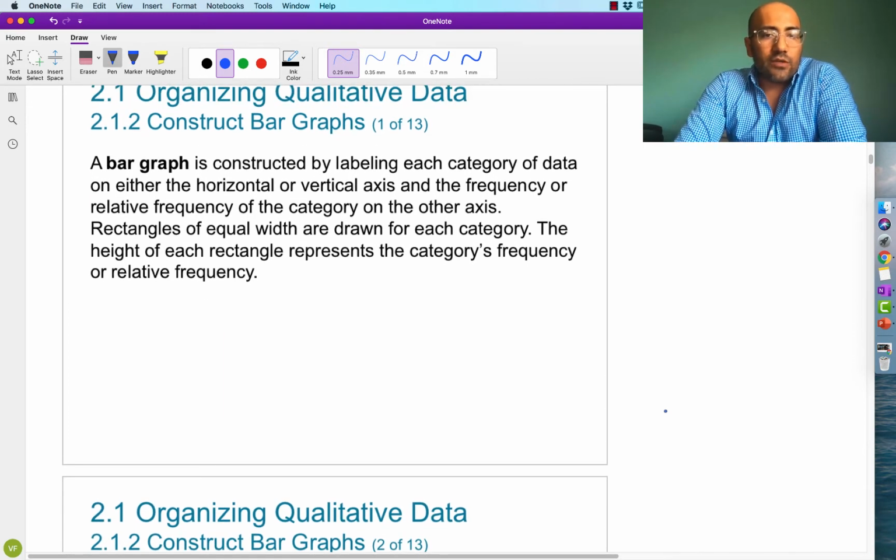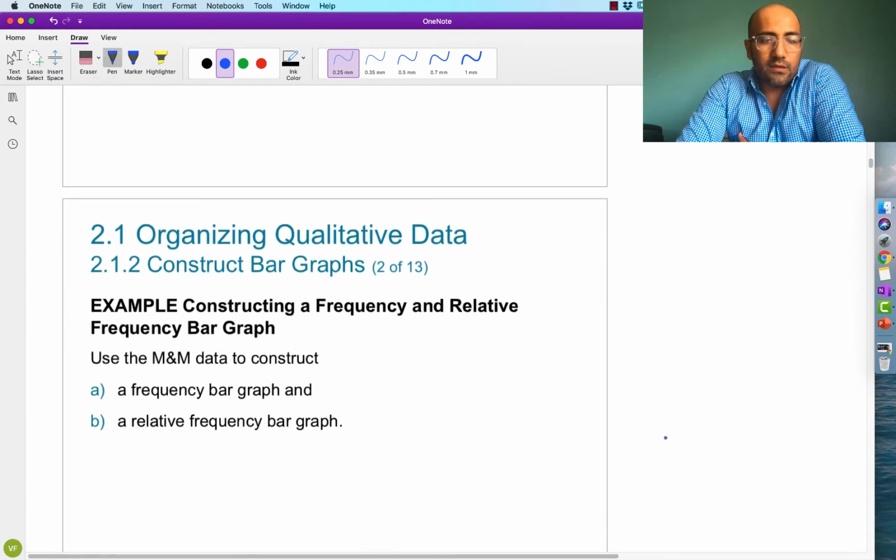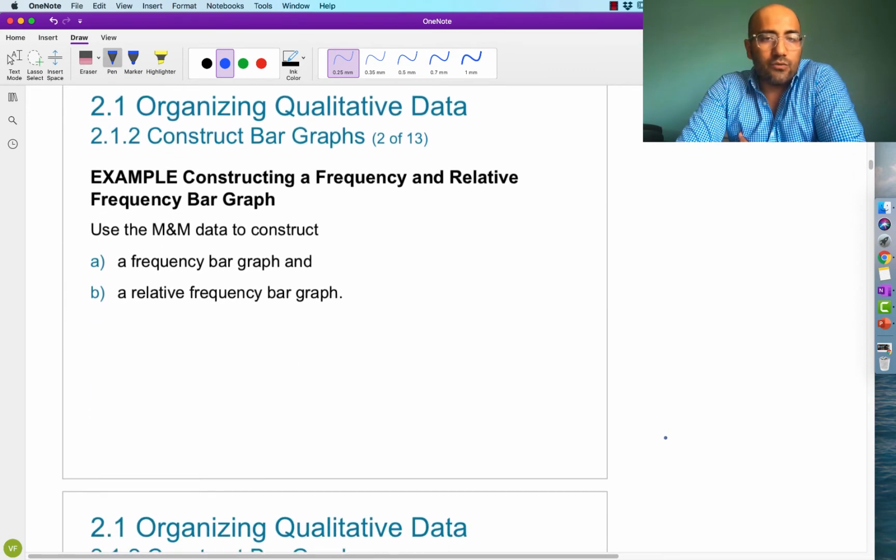A bar graph. A bar graph is constructed by labeling each category of the data on either the horizontal or vertical axis and the frequency or relative frequency of the category on the other axis. Rectangles of equal width are drawn for each category. The height of each rectangle represents the category's frequency or relative frequency. Okay, so that seems pretty self-explanatory. Let's do a bar graph for our results for M&Ms, for our M&M data.